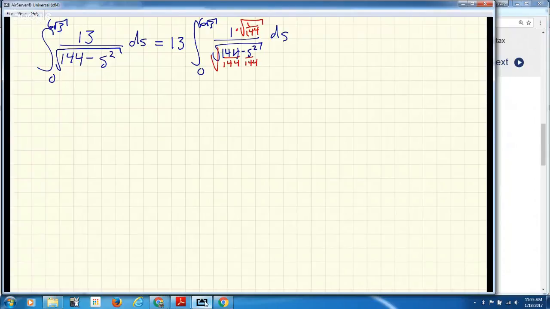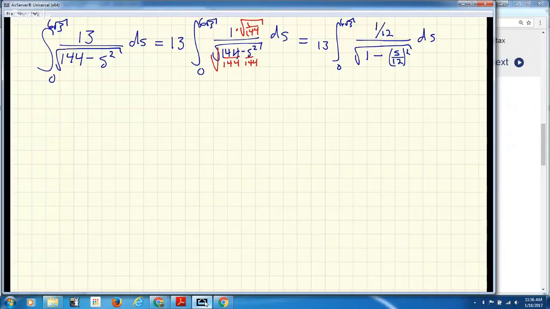So switch back to blue. What I think I have right now is 13 times the integral from 0 to 6 square roots of 3, and now I have a 1/12 in the top. And in the bottom, I have the square root of 1 minus, and that's really s squared over 12 squared, which I could write as s over 12 squared, that's a square, ds.